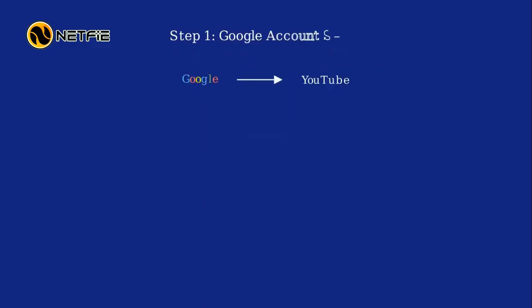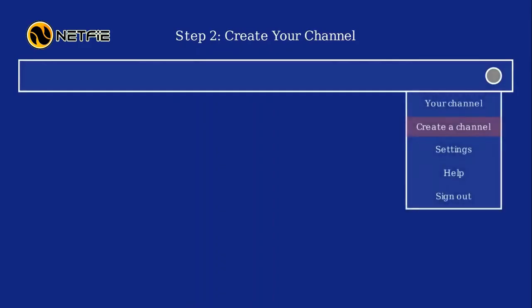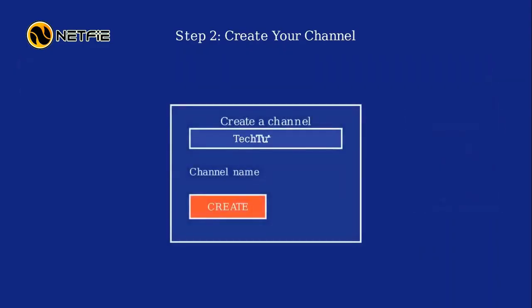First, you'll need a Google account to create a YouTube channel. If you already have a Gmail account, you can use that to sign into YouTube. Sign into YouTube and click on your profile picture in the top right corner. Select Create a Channel from the drop-down menu. Follow the prompts to set up your channel name. Choose a memorable, searchable name that reflects your content.